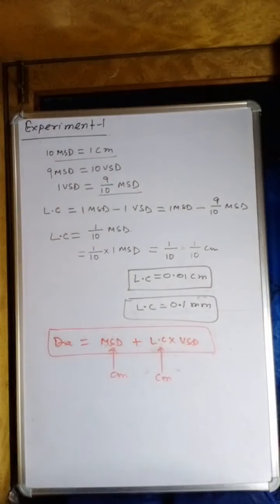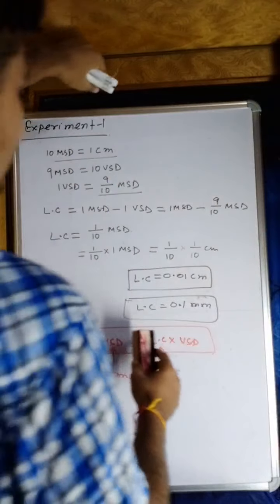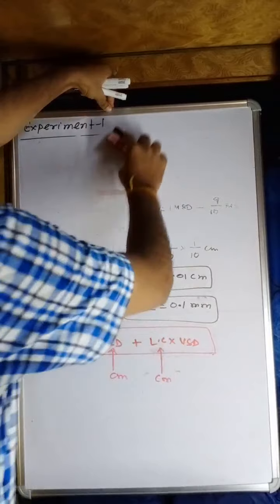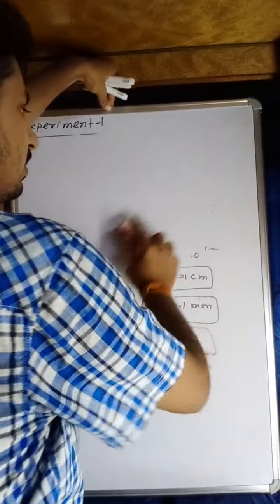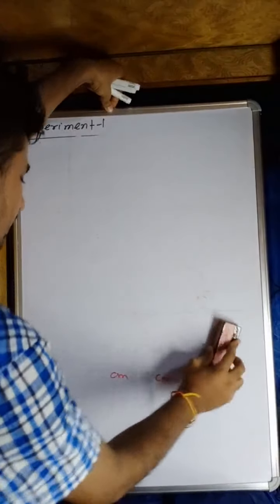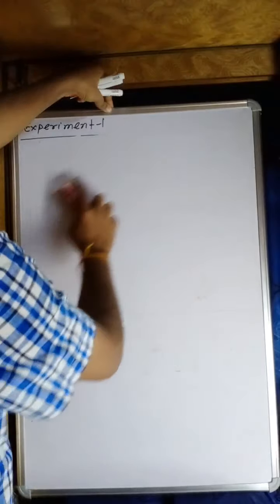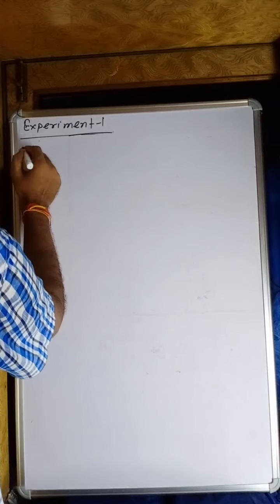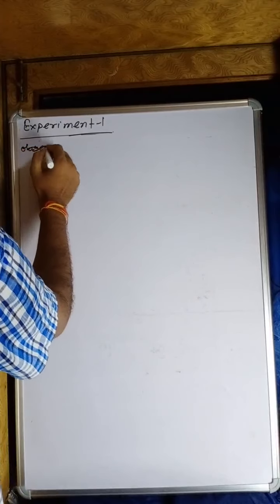Now we'll draw the observation table for the measurement of diameter. So let me wrap this one. You can give the heading, my dear students, observation table, that is the next step. Remember, all the steps you have followed already, it is mentioned in the video clip. The next step is the observation table.